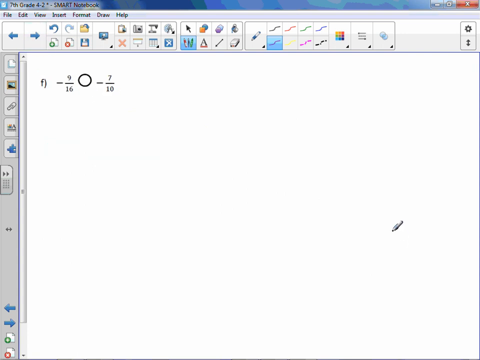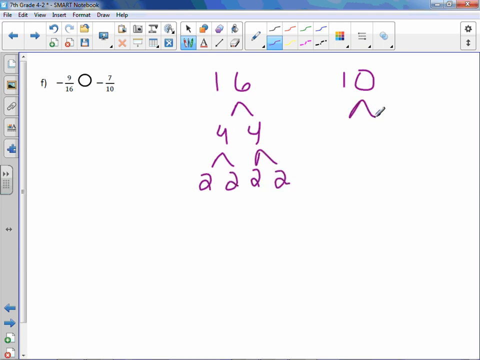Negatives, be careful. 16 versus 10. Now, again, if we want to know the least common multiple, we can do some factor trees. This would be 4 and 4, which would be 2, 2, 2, and 2. And 10 would be 5 and 2. We've got a 2 in common.